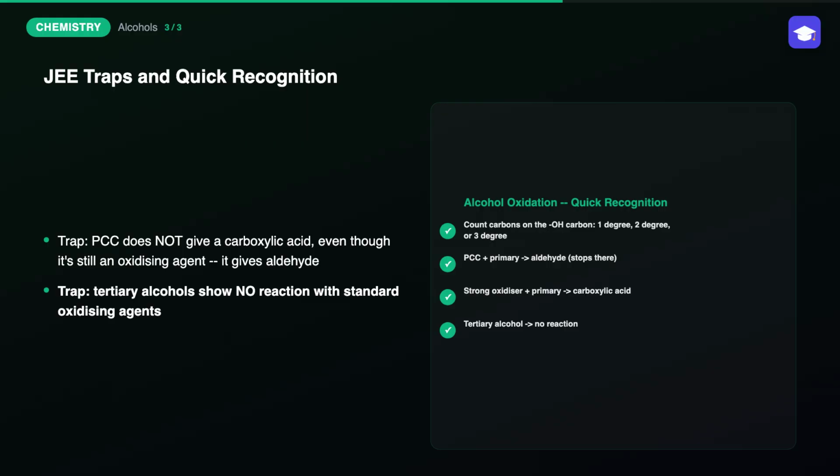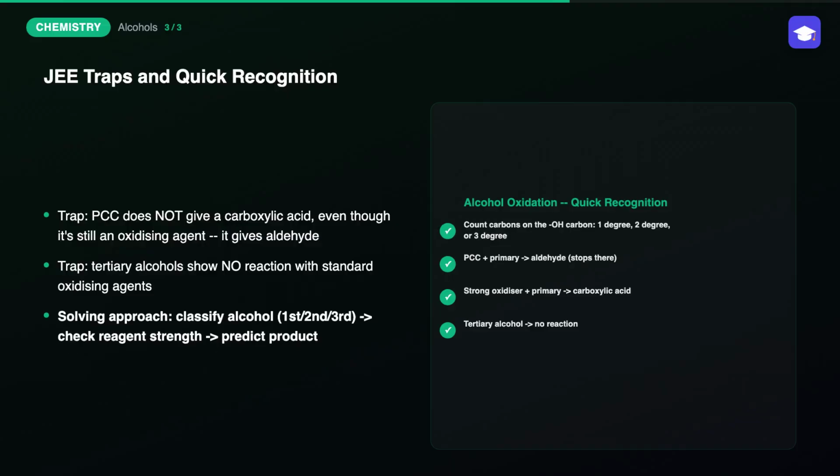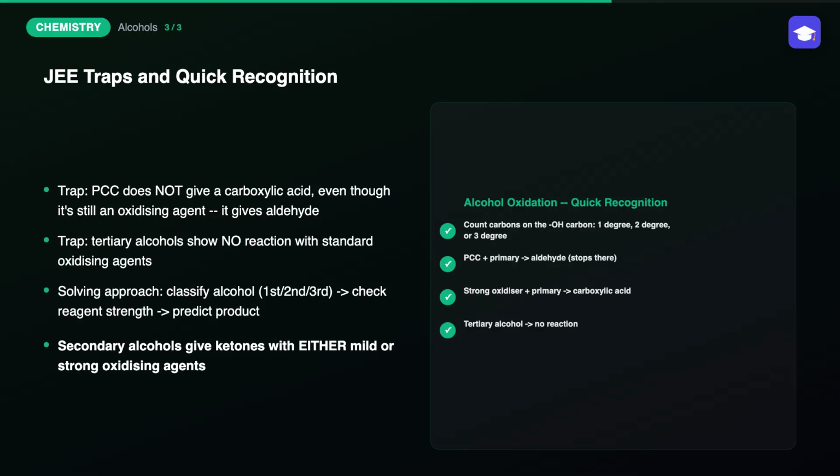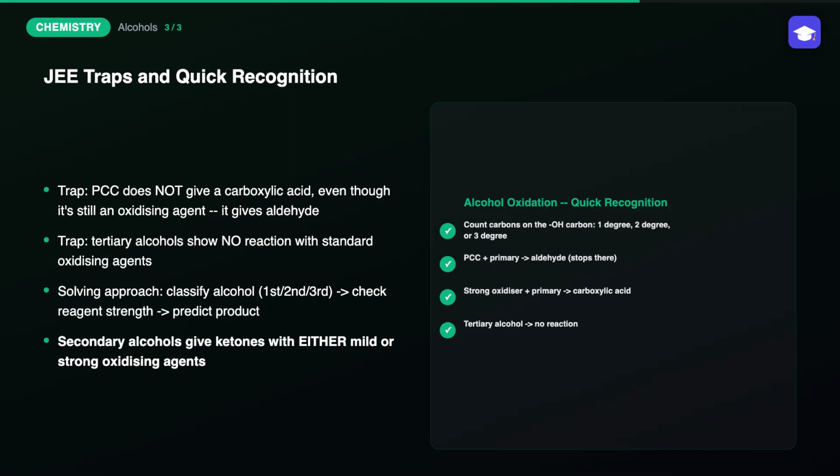To solve these problems reliably and quickly, first classify the alcohol as primary, secondary, or tertiary by counting carbons attached to the hydroxyl-bearing carbon, then check the specific reagent. PCC always signals mild aldehyde-stopping oxidation for primary alcohols specifically, while strong oxidizers push primary alcohols all the way to carboxylic acids. And remember that secondary alcohols reliably give ketones regardless of which specific reagent is actually used.